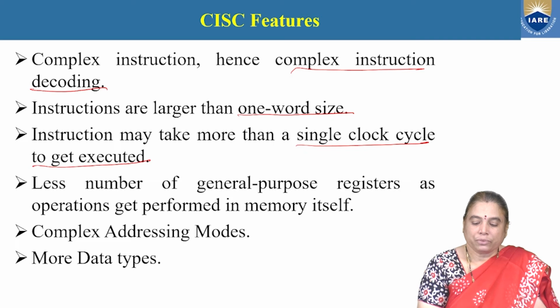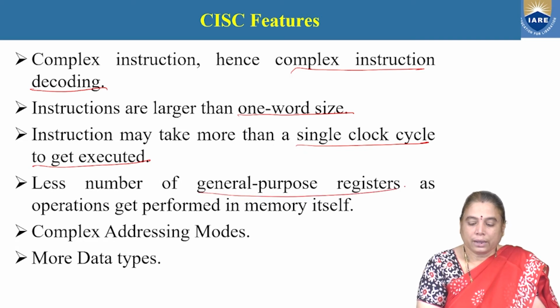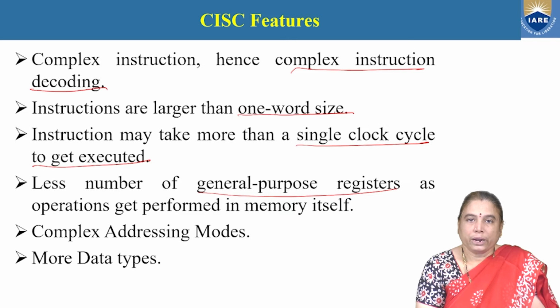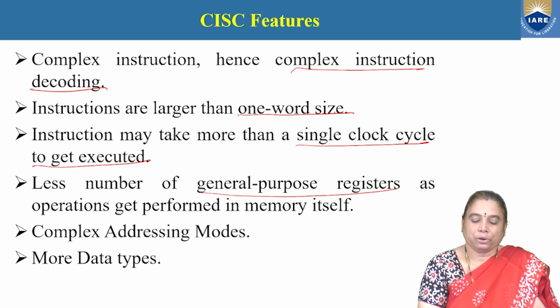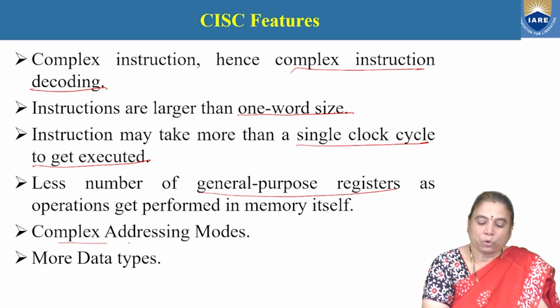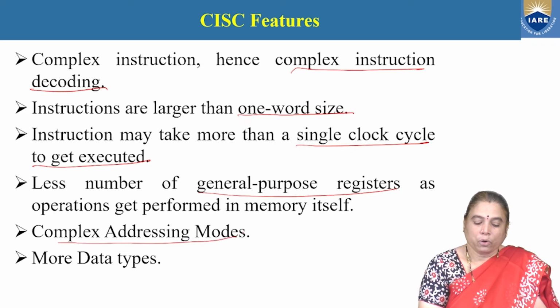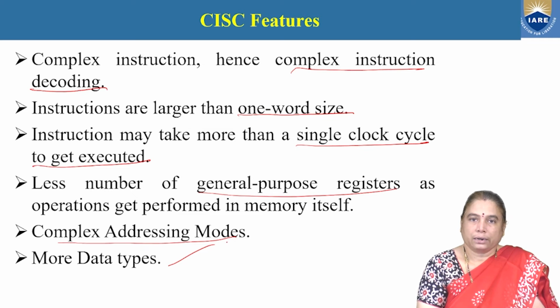Next, fewer general purpose registers are available. So the data has to be loaded into the registers, then the execution of the instruction can continue. Complex addressing modes may be needed, and more data types can be available in the CISC architecture.